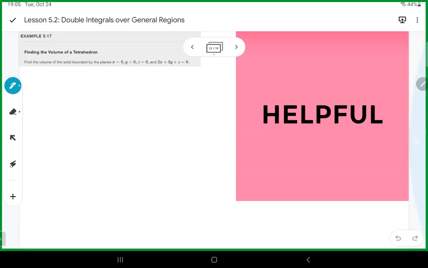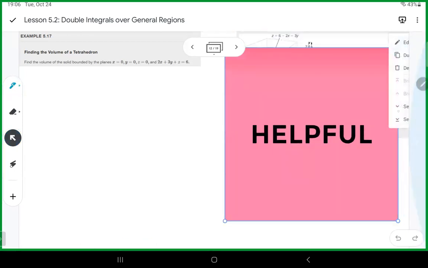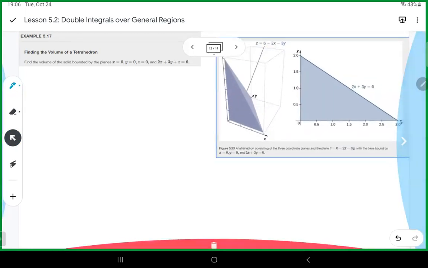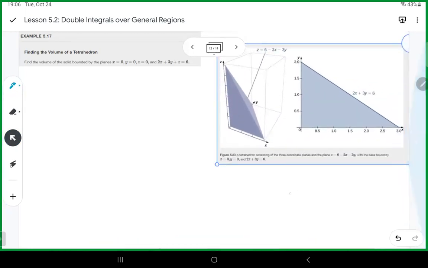Finding the volume of a tetrahedron. I bet you didn't wake up this morning thinking you would do that. Find the volume of a solid bounded by the planes x equal to 0, y equal to 0, z equal to 0, and 2x plus 3y plus z equal to 6. This little image here is very helpful to you, so I give it to you.